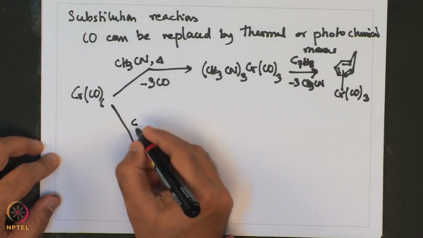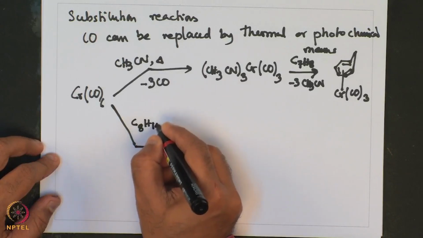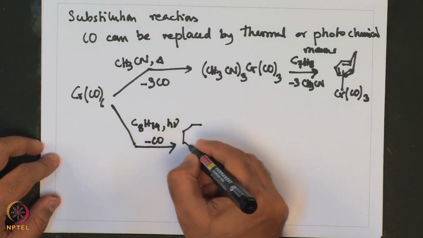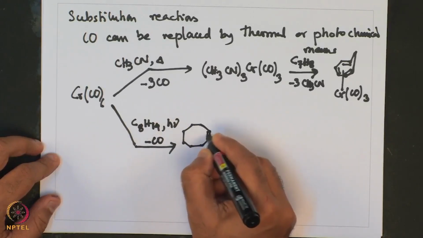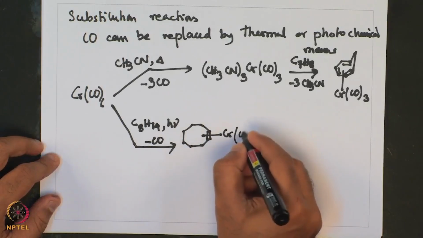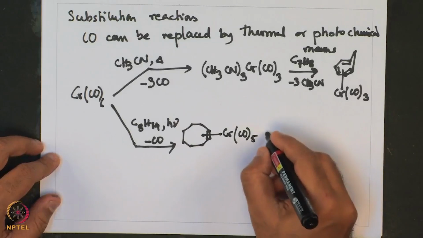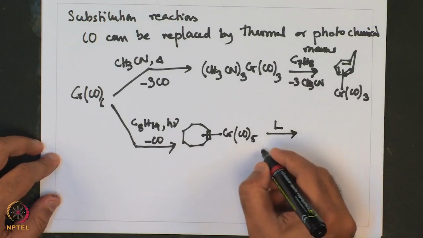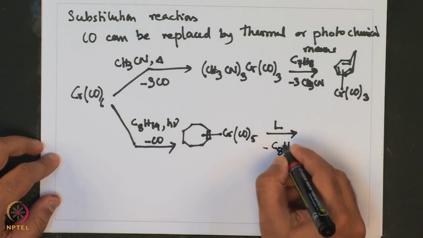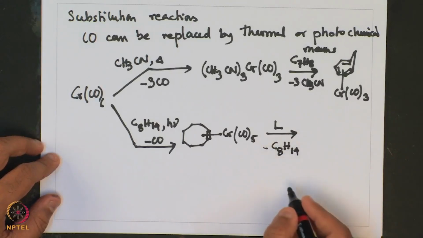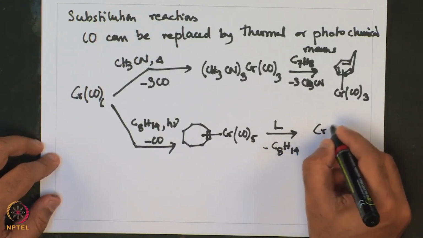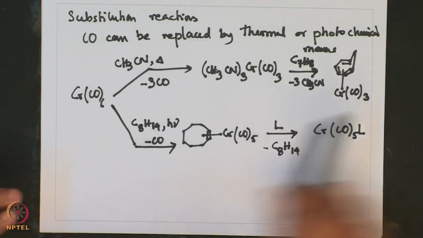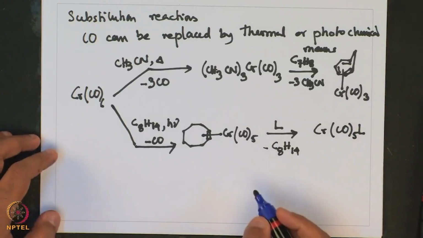For example, reaction of this with C8H14 under hν eliminates CO to give this Cr(CO)5 complex, and then this labile ligand is replaced by the ligand for which the substitution reaction is being tried, to give Cr(CO)5L.